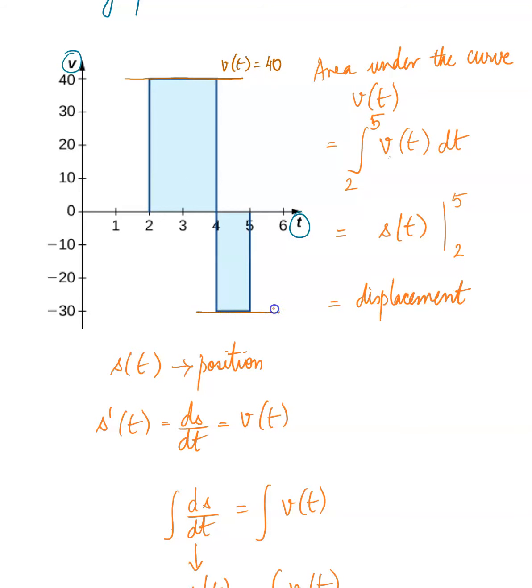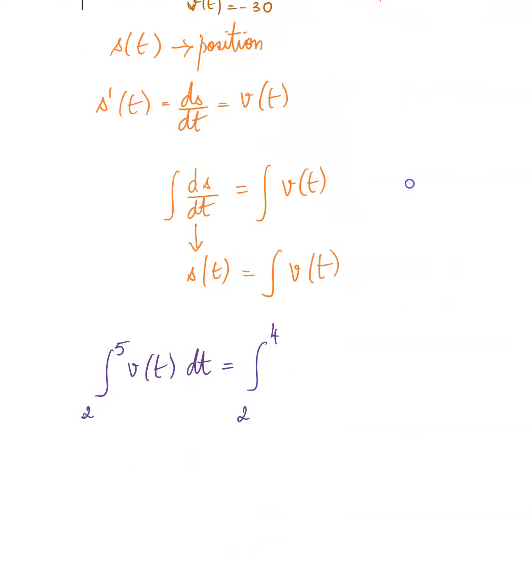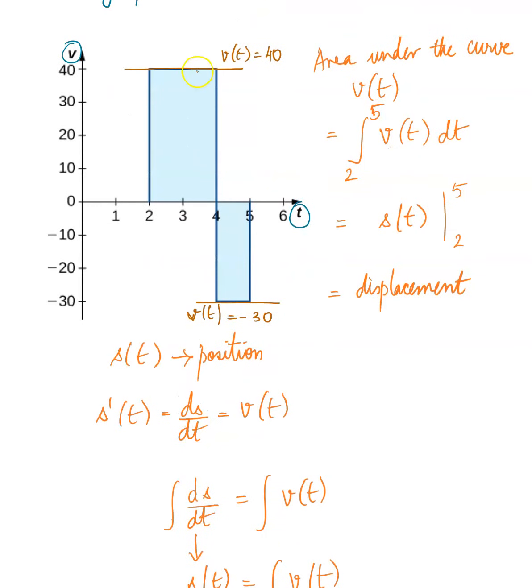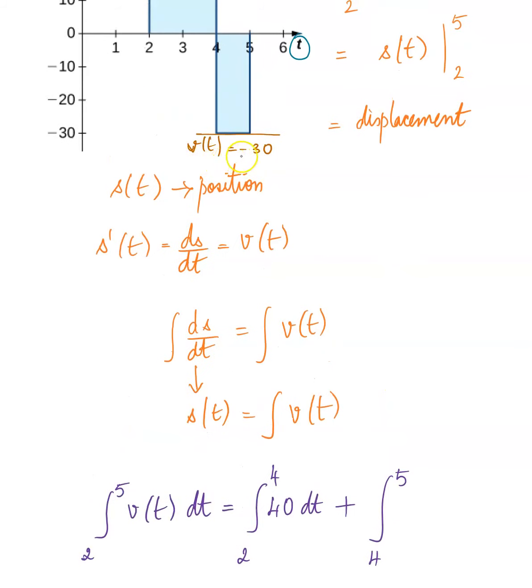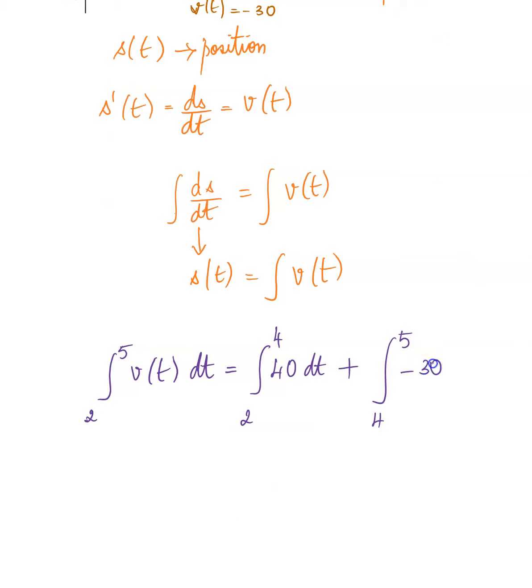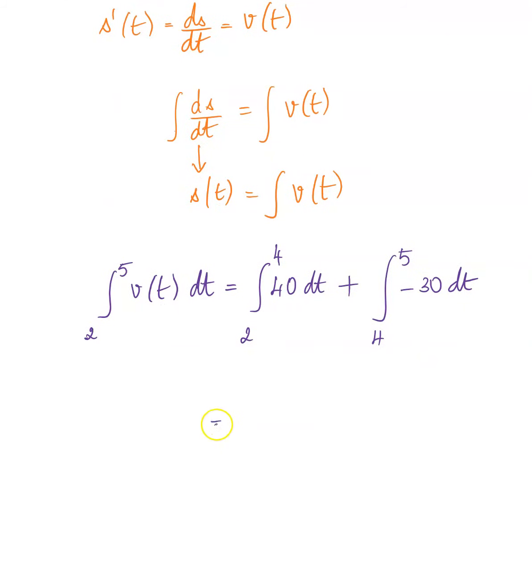And likewise, this is also a horizontal line, and this is happening at negative 30. So this is v of t equals negative 30. So if I come down here, from 2 to 4, the horizontal line is 40. So I just have to say integral 40 dt plus integral 4 to 5 of a function that is negative 30 dt. It's a horizontal line, so there is no variable in it. There is nothing to vary. It's constant.